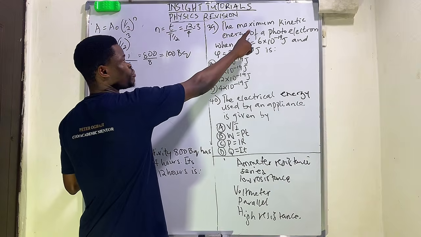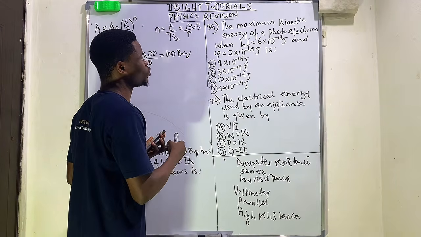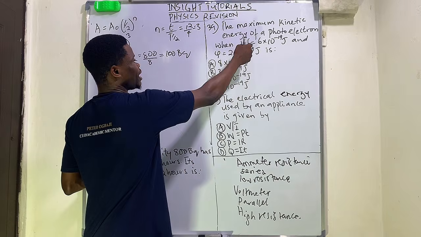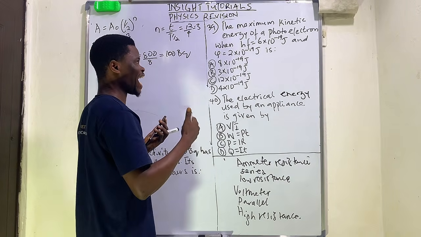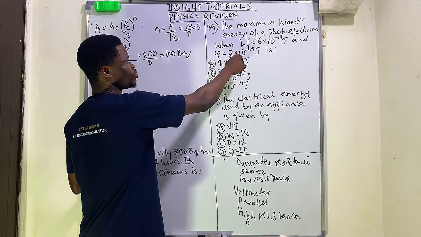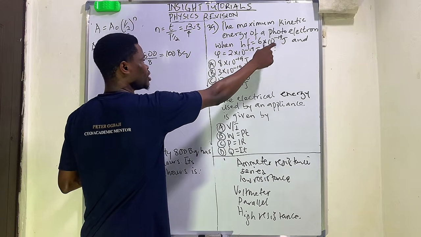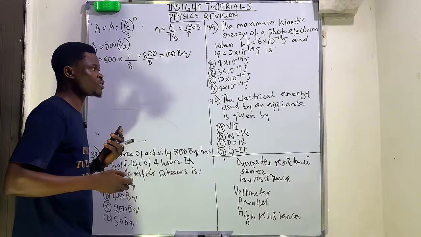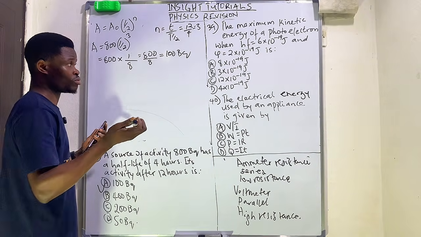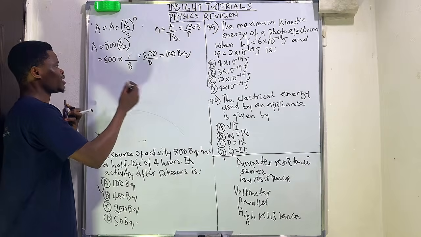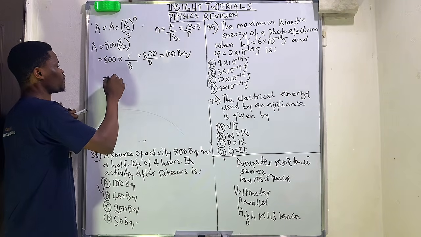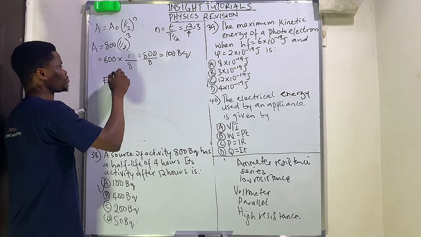Next question says that the maximum kinetic energy of a photoelectron, when the Planck constant times the frequency is equal to 6 times 10 to the power of minus 19 joule, and the work function is equal to 2 times 10 to the power of minus 19 joule, is. These are the options, and I want you to try to pause the video and solve it yourself. So let us go.